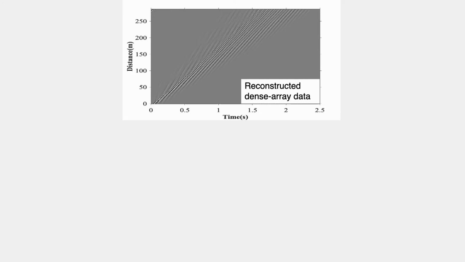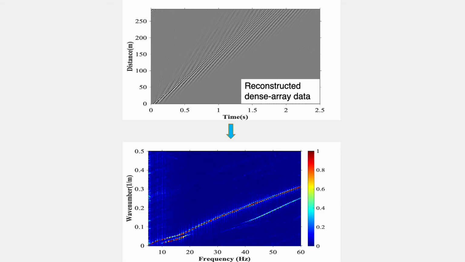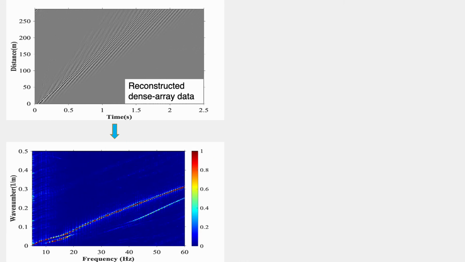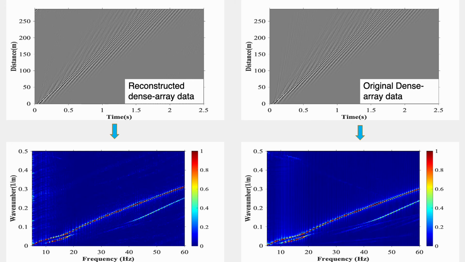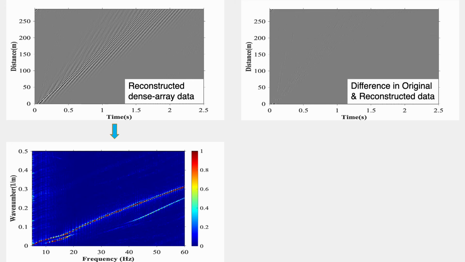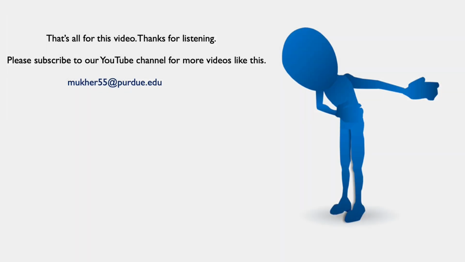The compressive sensing based method can recover the data fairly well. Here we can see that we have achieved an efficient reconstruction of the missing traces, and the FK spectrum is also free of aliased energy. The reconstructed wave field and its Fourier spectrum highly resemble the original dense array data and its FK spectrum. The low difference between the original and the reconstructed shot gather clearly depicts the effectiveness of the compressive sensing based sampling and reconstruction technique. That's all for this video.